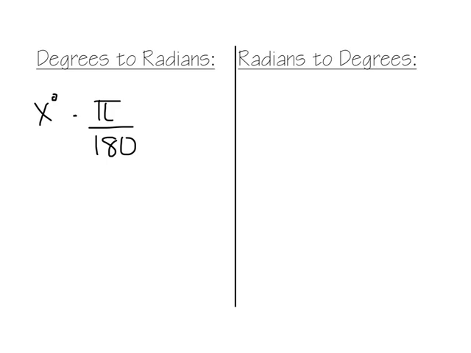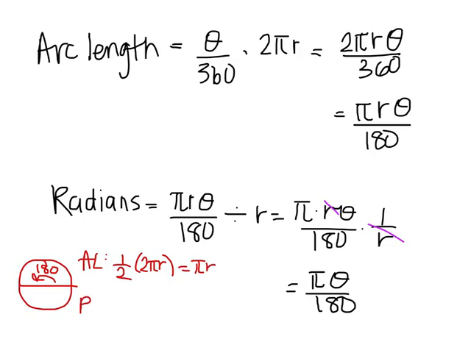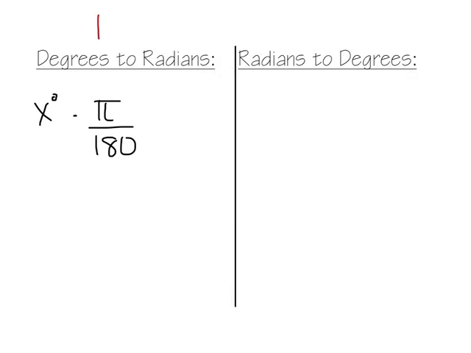What this is really saying is, if I create a circle, and this is 180 degrees, the arc length is just half of the circle on this one. I'm just going to say it's 1/2 times 2 pi r, which is just pi r. If I want to know how many radians that is, I'm going to take pi r, divide that by r, which just leaves me with pi. So I can say right here that pi radians is equal to 180 degrees.